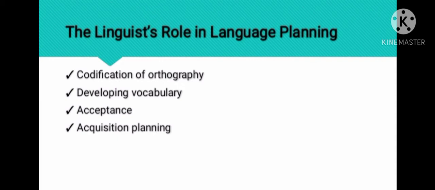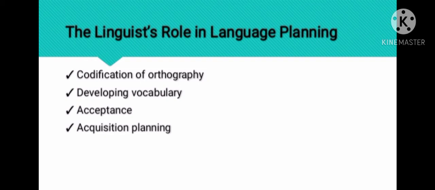The next material is about the linguist's role in language planning. So there are two definitions about the linguists. The first is language academies, committees, and commissions are interested in language planning. And the second is individuals can be language planners, mainly sociolinguists and lexicographers.